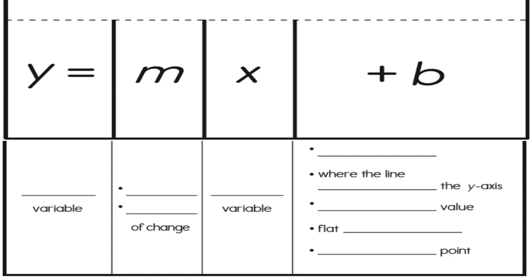So the first thing, your y, that's your dependent variable. A lot of times you get that from your vertical change. Your m, we've talked about representing your slope, but also your rate of change. Now remember, your rate of change and slope are interchangeable terms because they essentially mean the exact same thing. And then, of course, your x is your independent variable.